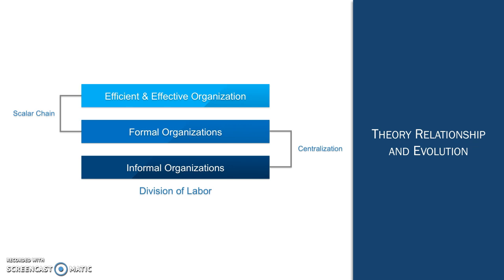When we understand the division of labor that contributes to the development of informal organizations, we can then begin to understand how those informal organizations influence the formal organization that is built on the principle of scalar chain. And if all of this is done successfully, you have an efficient and effective organization.